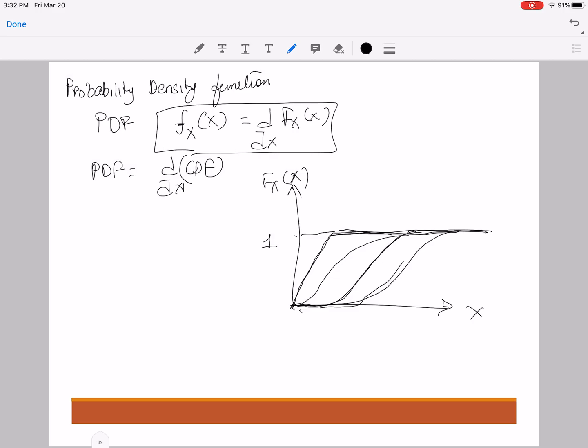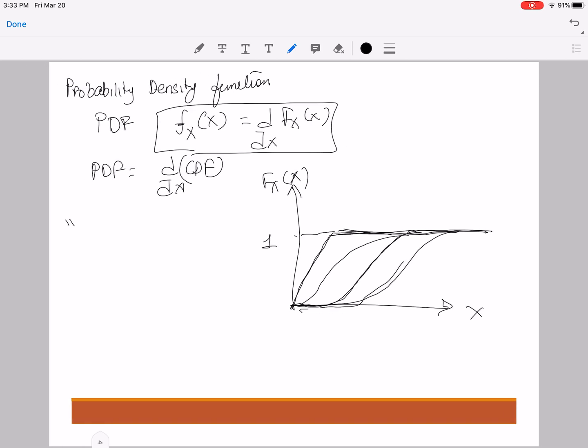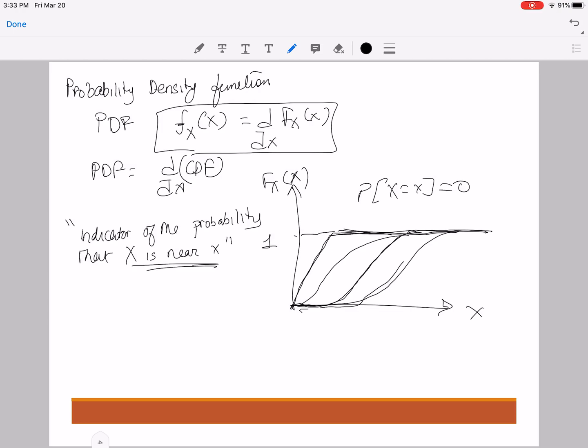There is one more physical interpretation of what the probability density function is, and that physical interpretation is it is an indicator of the probability that x is near small x. That's what it gives you. It gives you an indication of the probability that x is near small x. Always remember, guys, probability that x is equal to small x is always going to be 0 for continuous random variables. What we can do is guesstimate what the probability is that x is near small x.